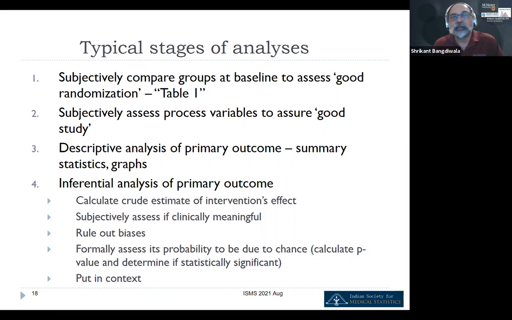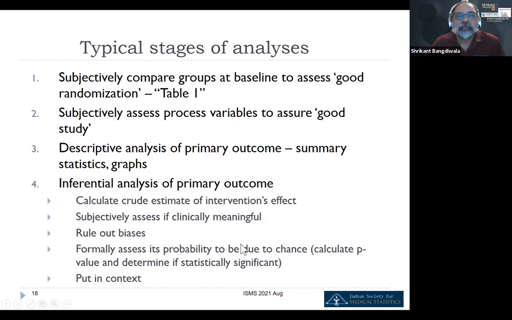And so if that estimate is meaningful and it's not due to some bias, then you're sort of entitled to go ahead and test whether it's due to chance or not. And you calculate the p-value, determine if statistically significant. And that doesn't stop there. Once you have statistical significance, you have to put it in context. What context? Clinical context.